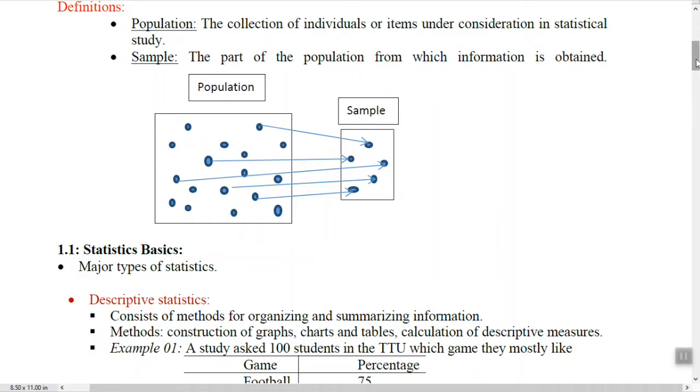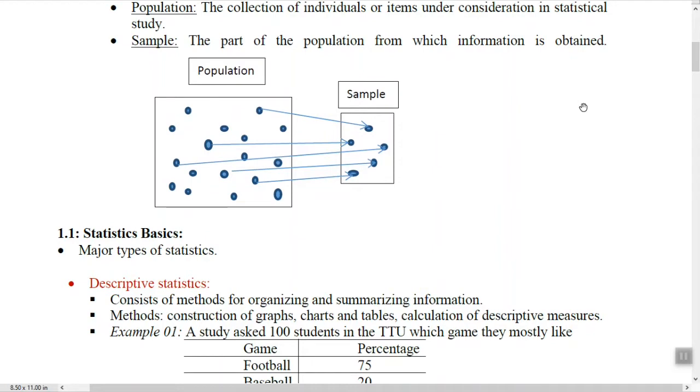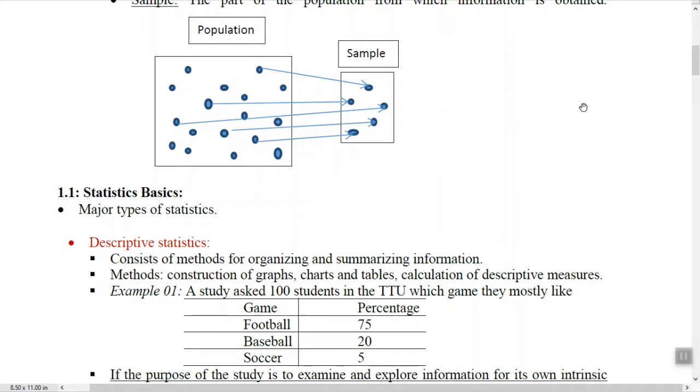Okay, now let's see the major types of statistics that we are dealing with.